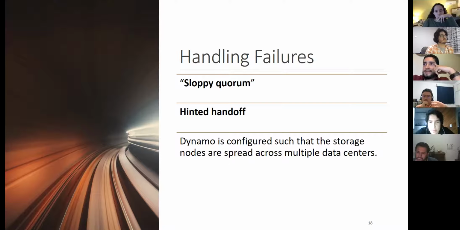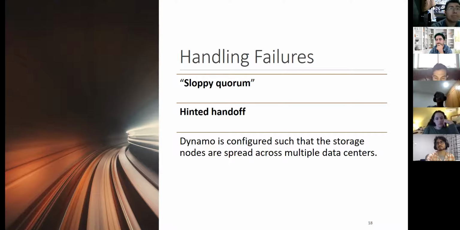So in a sense, the preference list of a key is constructed by replicating across a lot of nodes in multiple data centers, which allows handling entire data center failures without a data outage. So we can go to the next slide, please.